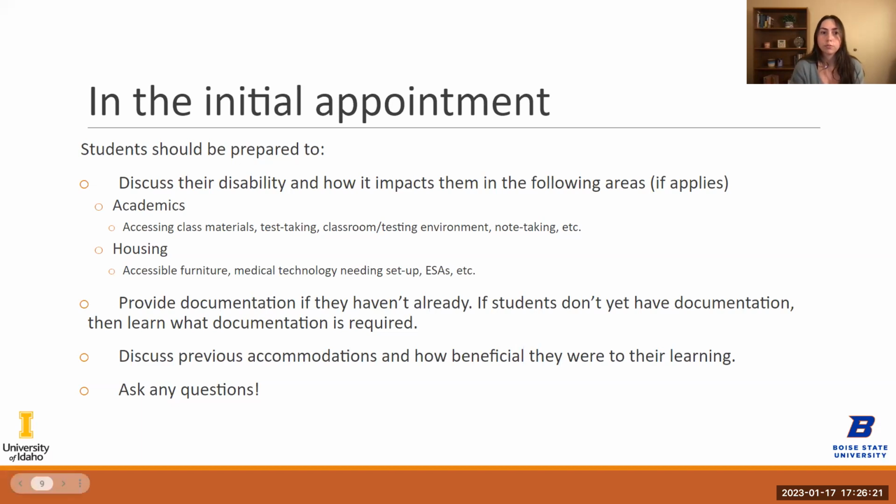And then of course, the student should be able to ask any questions that they need answered, and see if there are any other resources on campus that they need to support them.